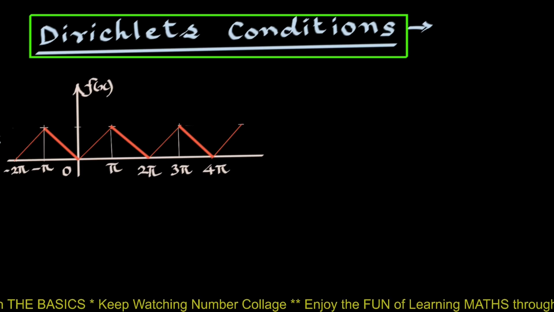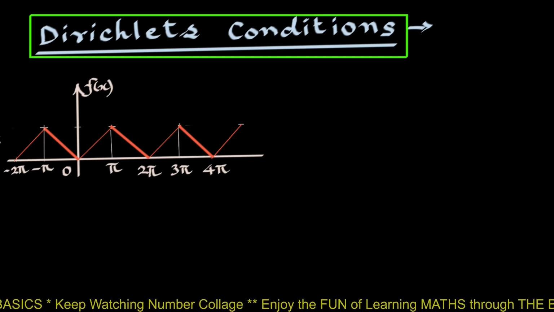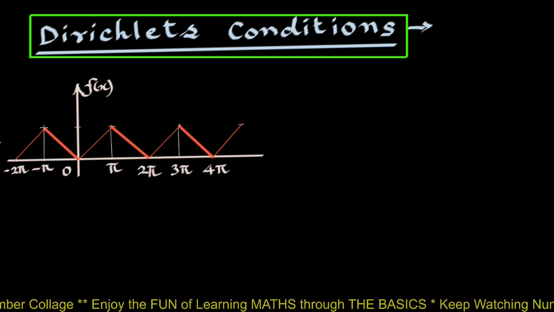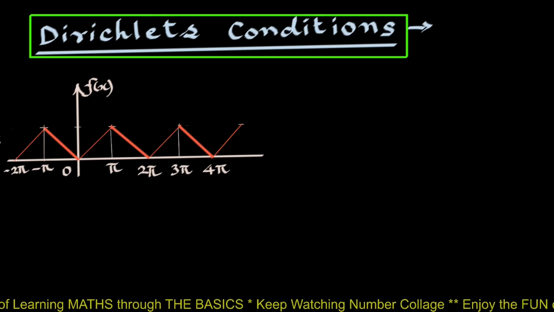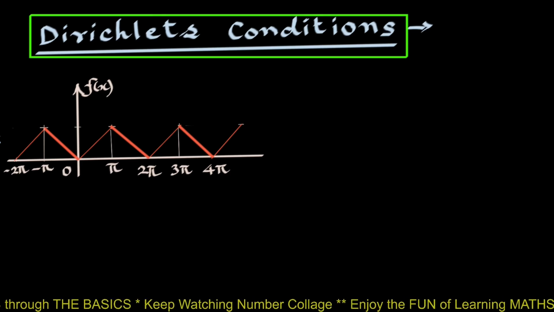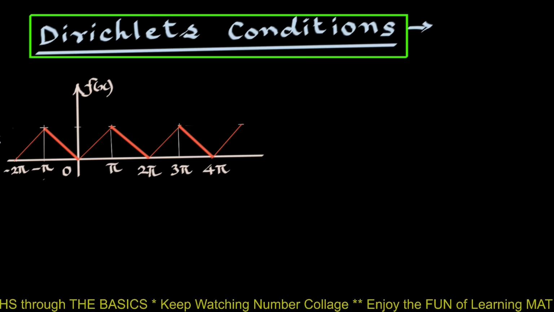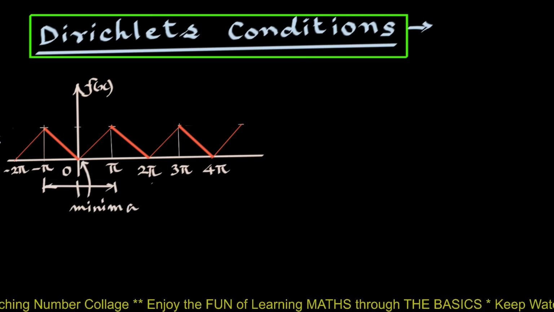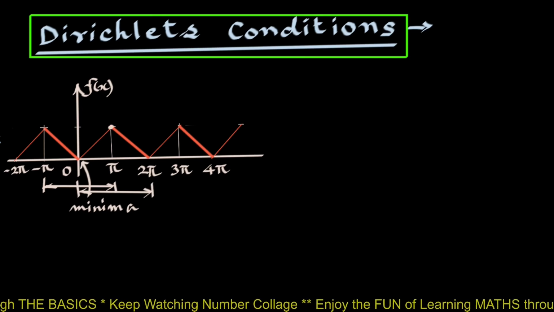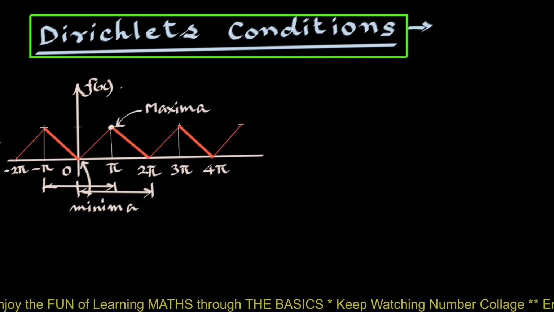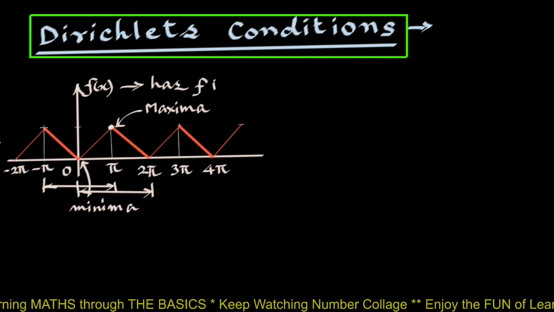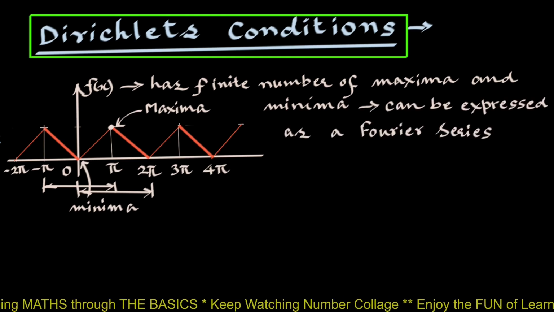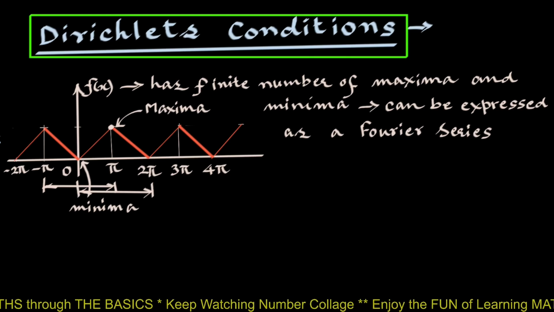According to the third condition, f(x) has finite number of maxima and minima in the range of given domain. To understand this, let us consider the graph of function f(x), which is in the form of a sawtooth shape. In the domain of minus pi to pi, it has one minima, and in the domain of 0 to 2 pi, it has one maxima here. Since f(x) has finite number of maxima and minima, function f(x) can be expressed as a Fourier series. So the third Dirichlet's condition is also satisfied here.